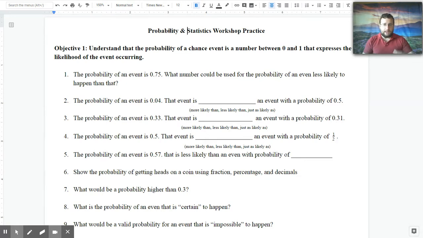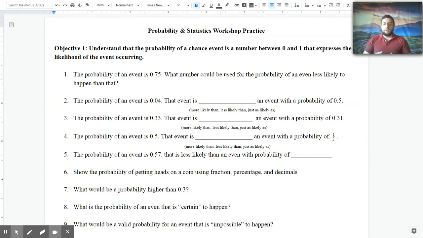So the first objective is to understand how probability works and how to figure out the chances of events, and that all of these are going to be between 0 and 1, and that express the likelihood of the events, with 0 being impossible and 1 being certain. And then 0.5 meaning just as likely to happen as not happening. Below that, you have unlikely, and above that, you have likely events.